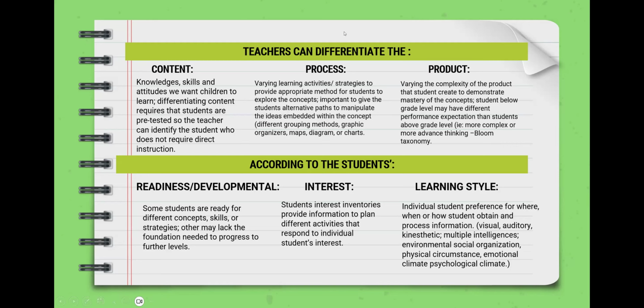Varying learning activity strategies provides appropriate methods for students to explore the concept. It is important to give students alternative paths to manipulate the ideas embedded within the concept. For example, different grouping methods, graphic organizers, maps, diagrams, and charts. The product: varying the complexity of the product that students create to demonstrate mastery of the concept. Students below grade level may have different performance expectations than students above grade level.